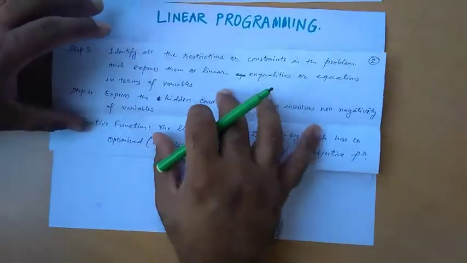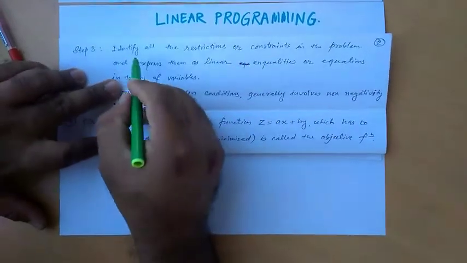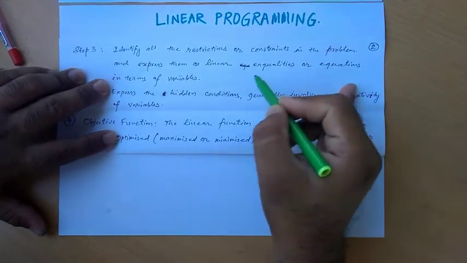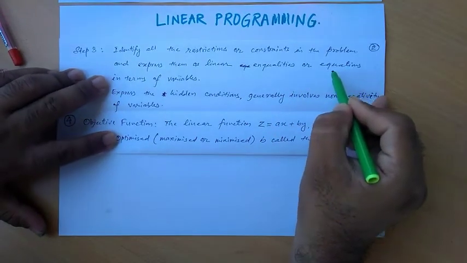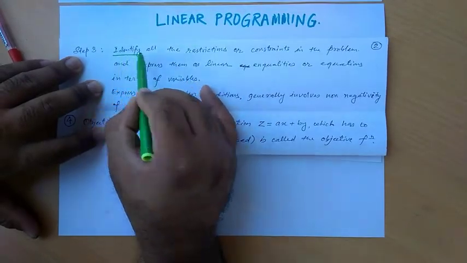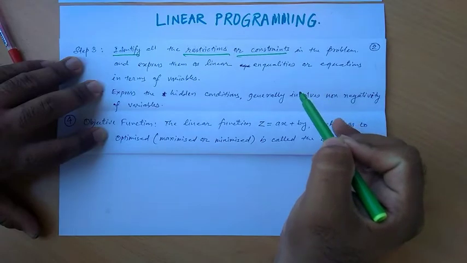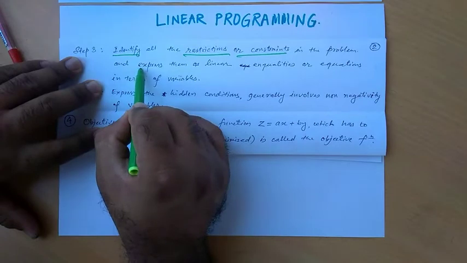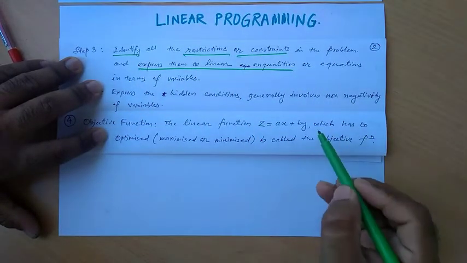Step number 3, identify all the restrictions or constraints in the problem and express them as linear inequalities or equations in terms of variables. So first of all, we need to identify the restrictions or constraints given in the problem, and we have to express them as linear inequalities or linear equations in terms of variables.